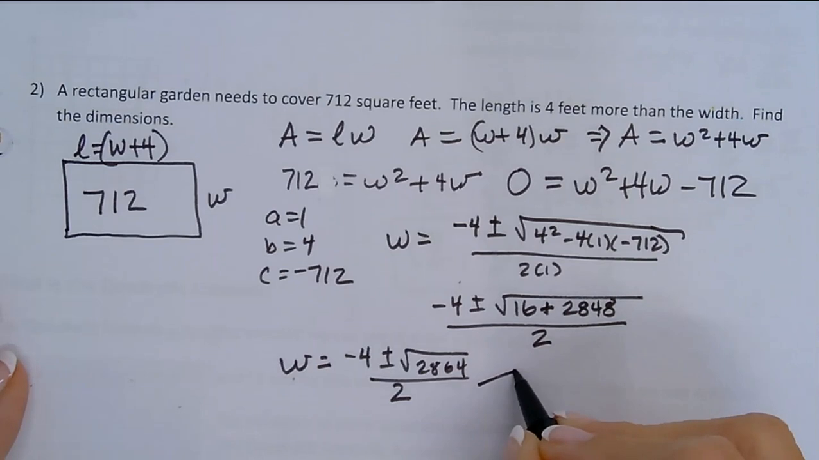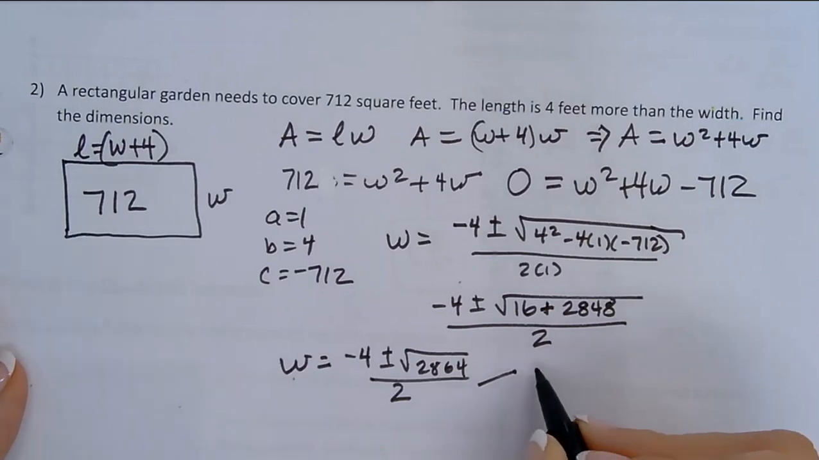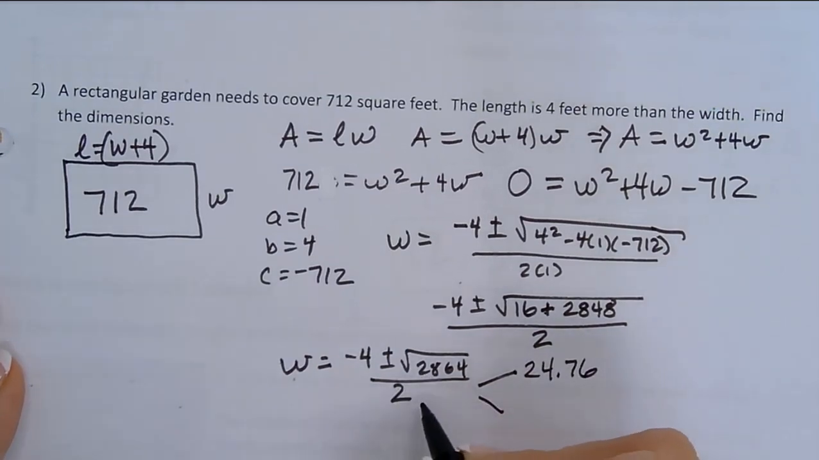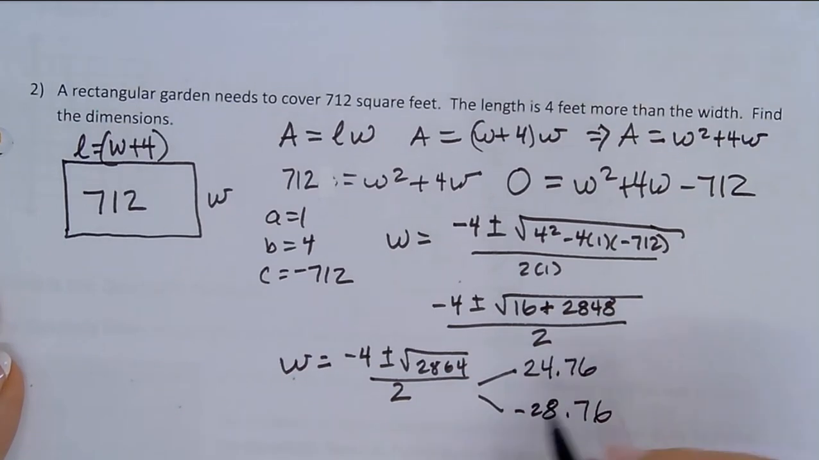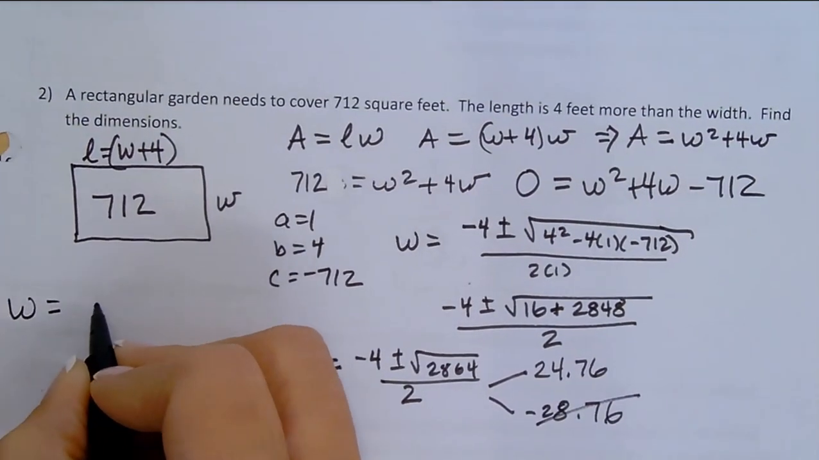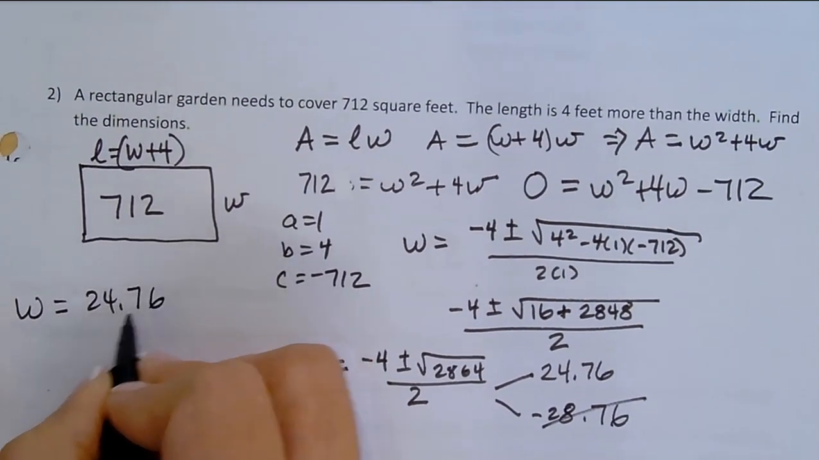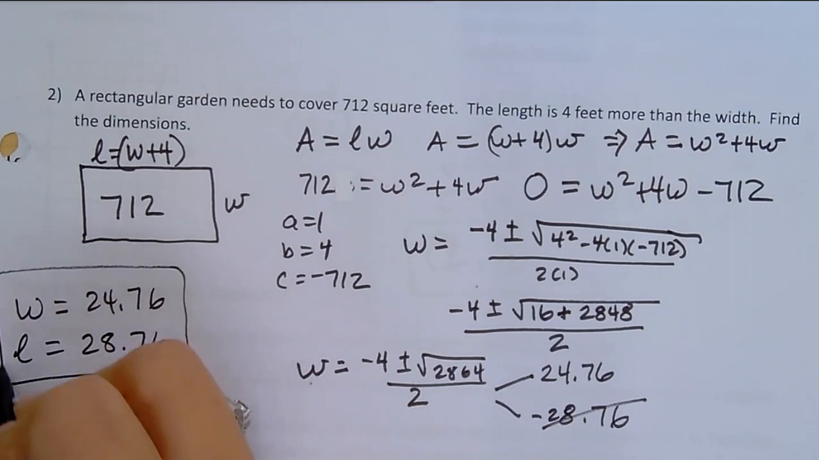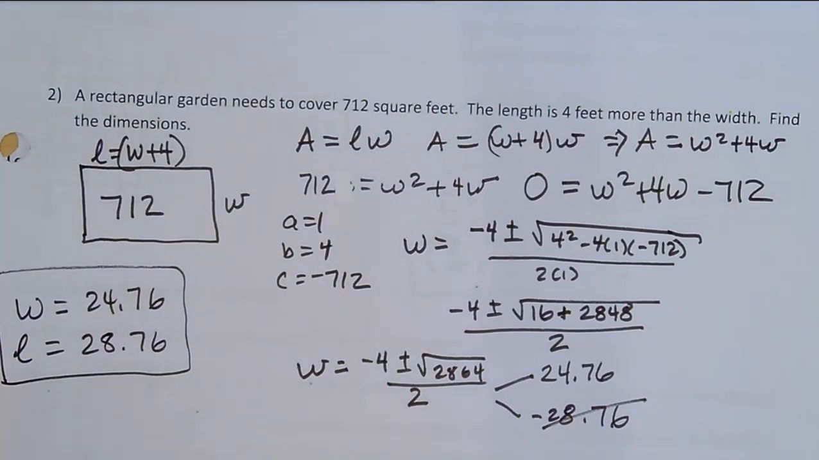So I'm going to approximate. If I say negative 4 plus that, all divided by 2, I'm going to have 24.76. If I say negative 4 minus that, all divided by 2, I'm going to have negative 28.76. But we're trying to figure out what the dimensions are, and so it doesn't make sense to have a negative dimension, right? So I know my width is 24.76, and now my length is 4 more than that, so that's 28.76. So that's my answer. Remember, it was asking for both dimensions, so you want to make sure you give them both.